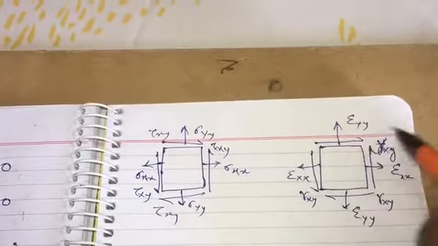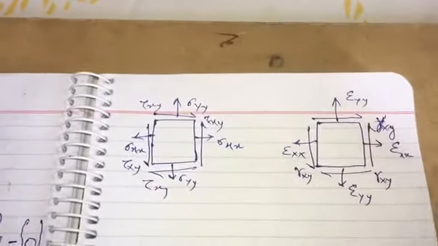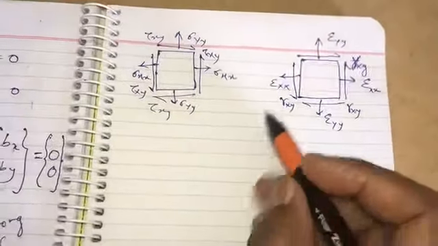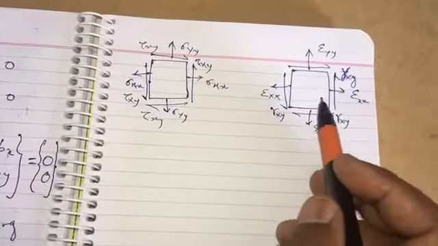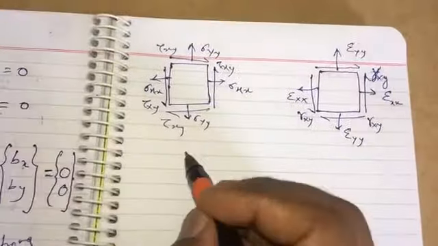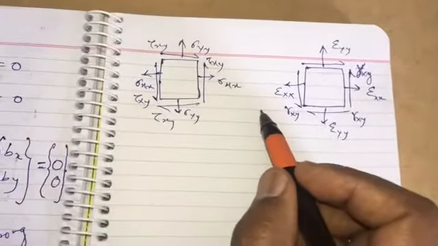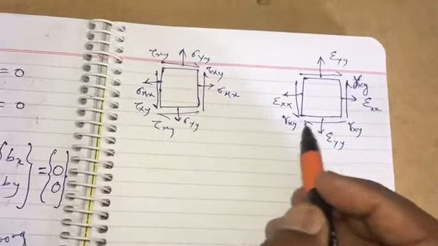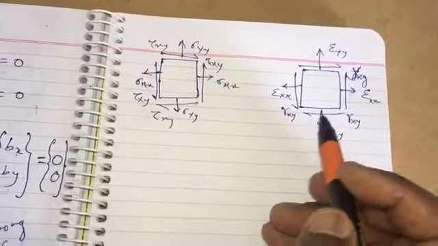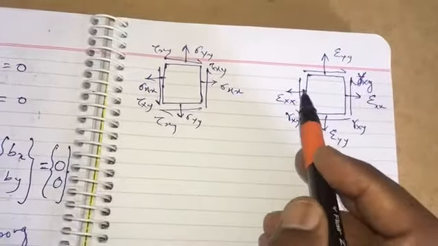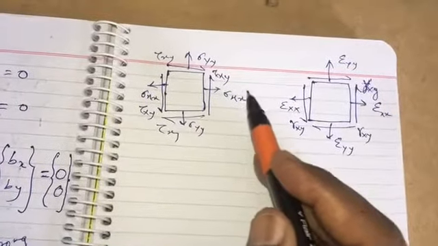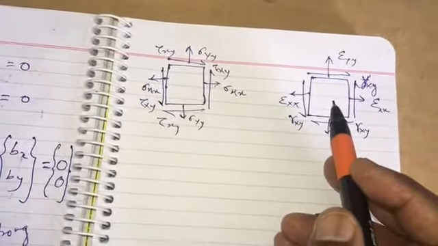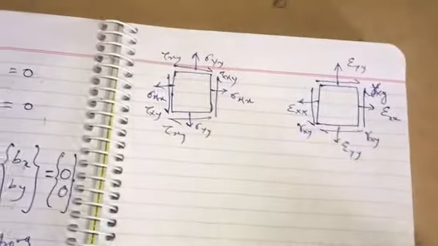So epsilon xx, epsilon yy are normal strains. Gamma xy is the shear strain. How are sigmas and epsilons related? So remember, we are talking about a 2D case only. So we are not talking about sigma zz and anything that has a z component. Sigma zz or tau xz or tau yz, similarly strains which have a component in z direction, we are not talking about now.